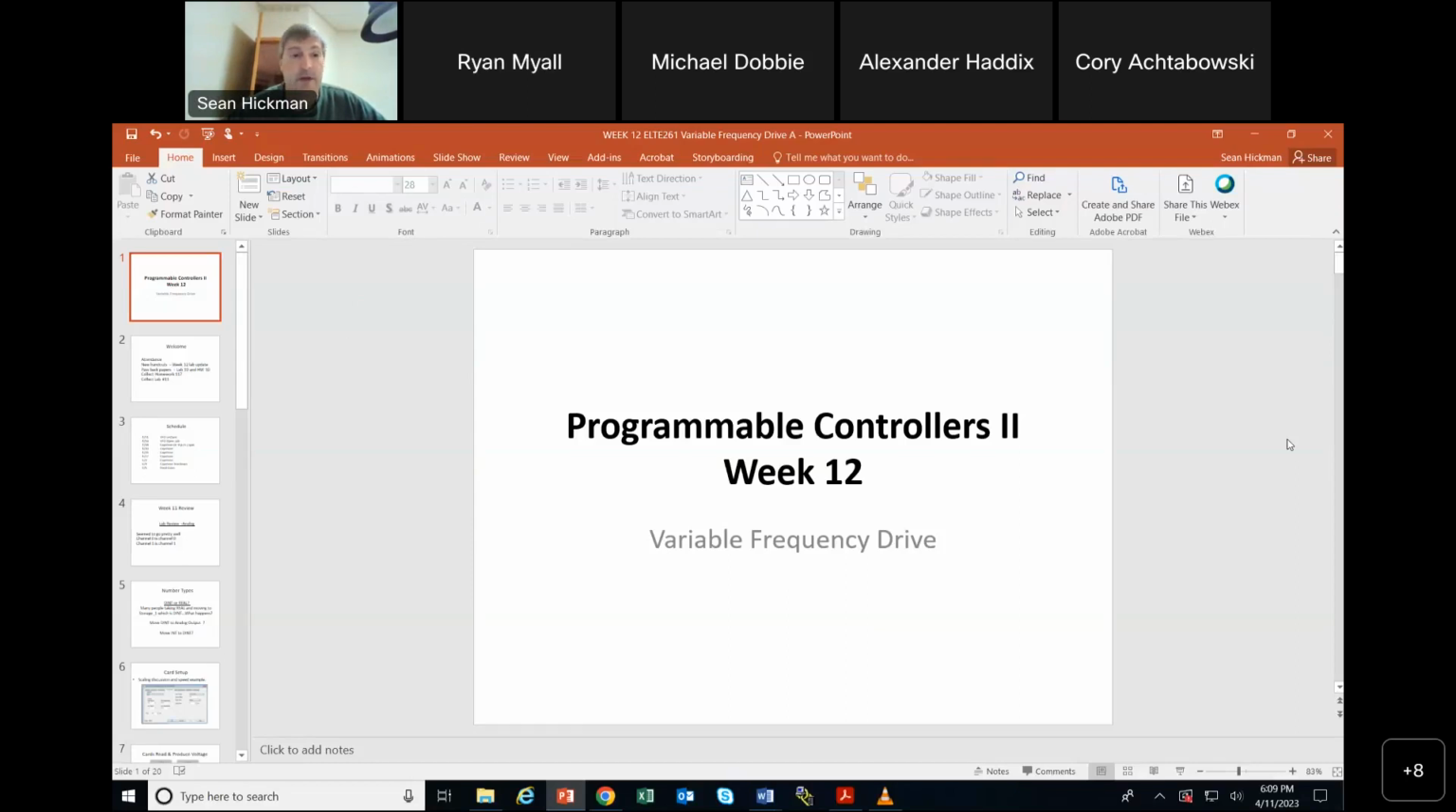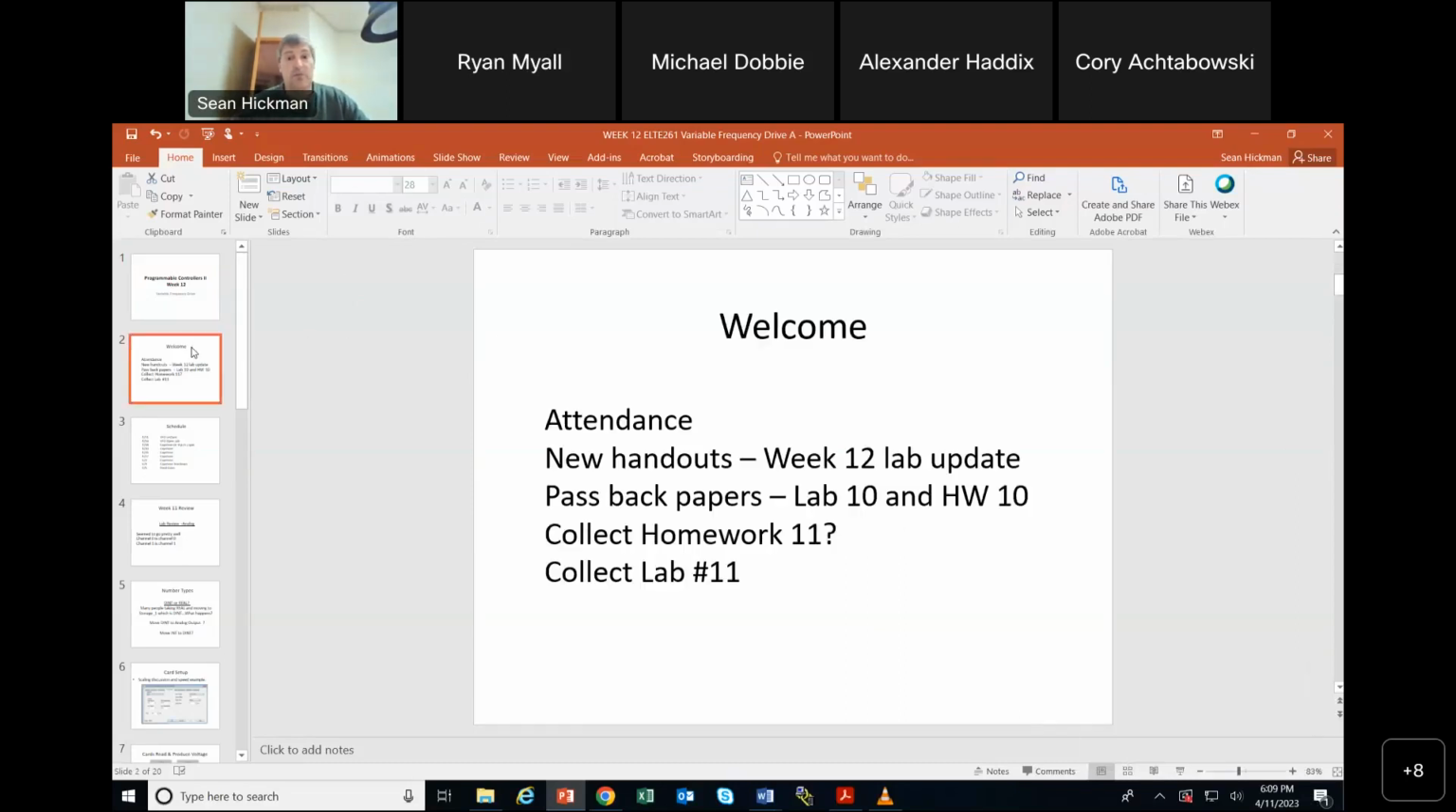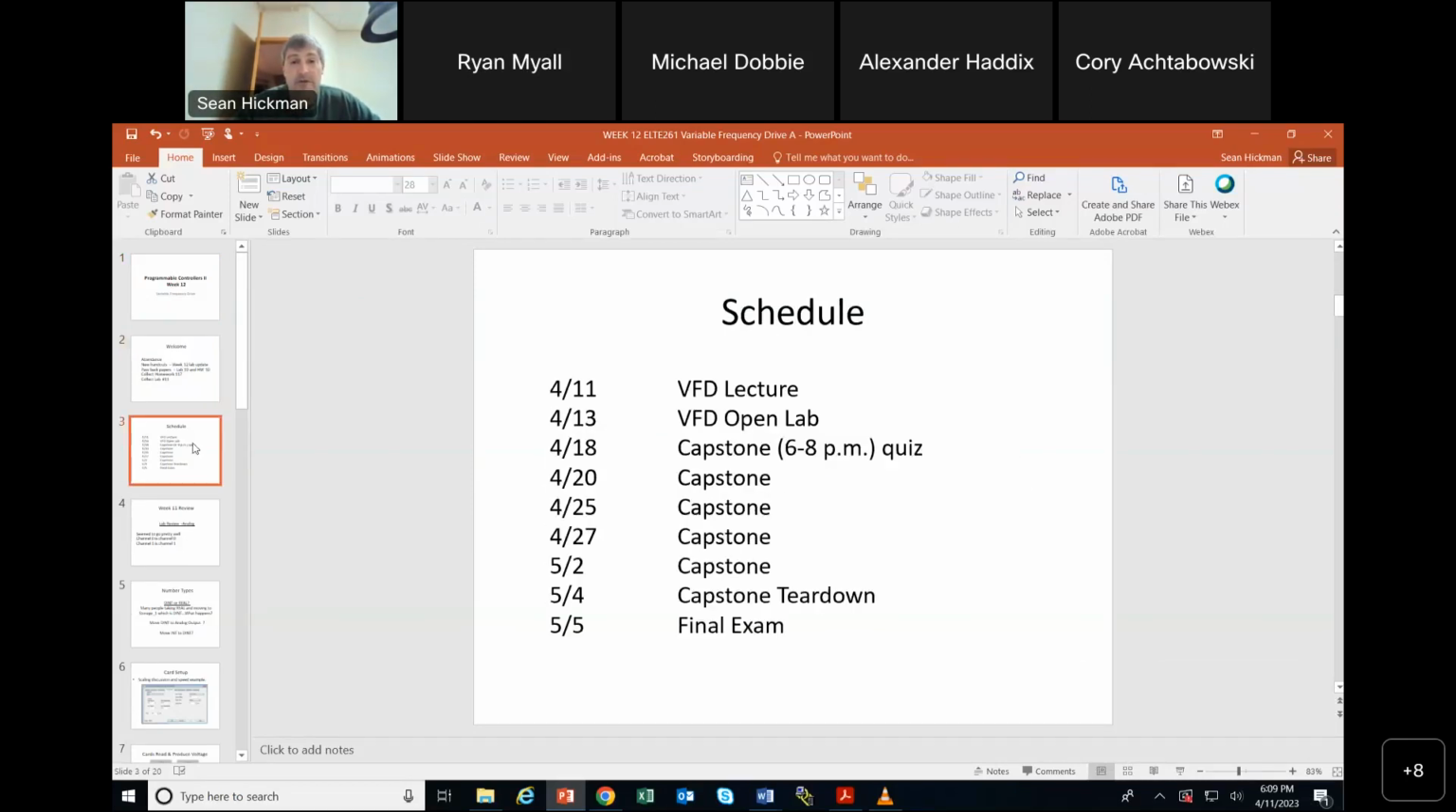Here we go. We're moving into our last topic and our last lab prior to our capstone, so I'll review that a little bit as well. All right, and so welcome. We're going to be going through the variable frequency drive. I got most people's labs in. Peter was going to get me his. And I think all the homework is in. We're done with that. So here's the schedule. Just want to be sure that we're good on this.